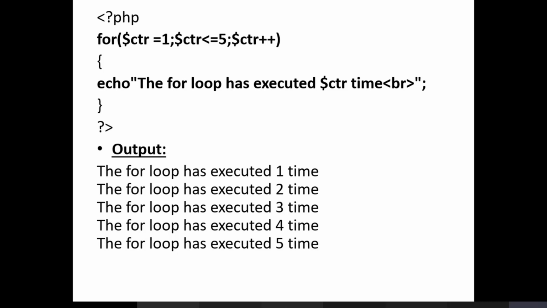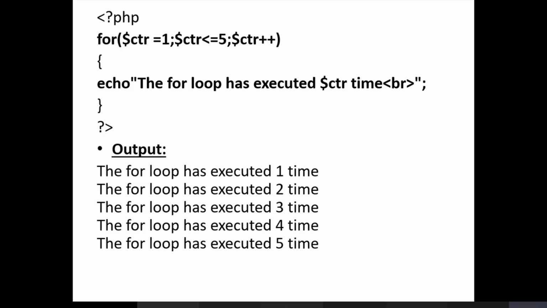As soon as the value becomes 2, it again checks the condition CTR less than or equal to 5. Since that is true, it goes inside the code and displays that the for loop has executed 2 times. And again it goes to the increment counter, which increments the value by 1, because CTR plus plus means CTR equals CTR plus 1. So the value becomes 3. It again checks the condition, 3 is less than or equal to 5, so it comes into the code. It says echo, the for loop has executed 3 times.